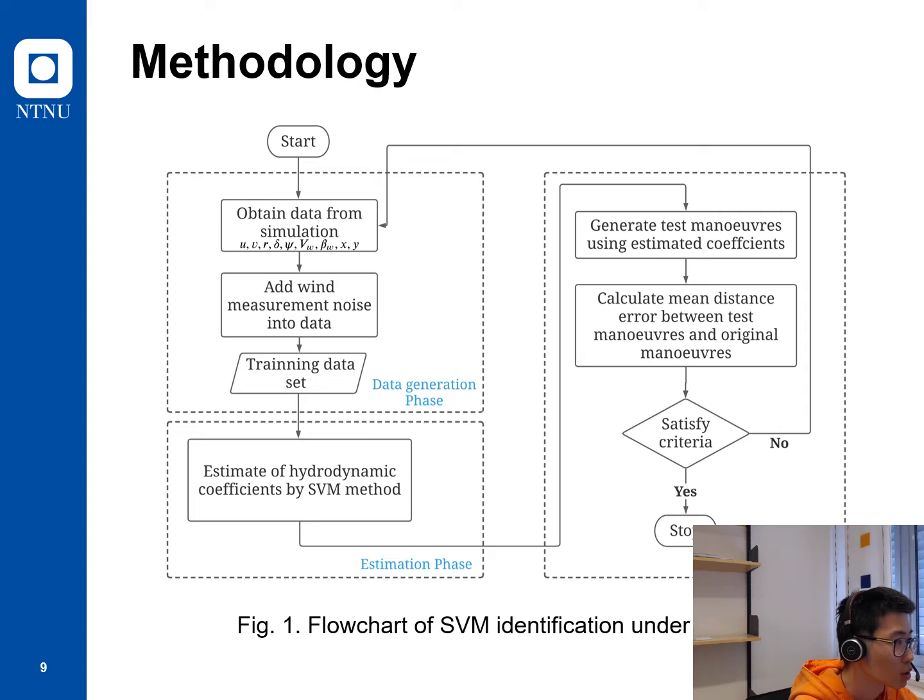In the data generation phase, the data is obtained from the simulator and preprocessed, which is later fed into the estimation phase. In the second phase, the SVM method is employed to identify the hydrodynamic coefficients of the ship maneuvering model under different wind conditions. Lastly, the identified hydrodynamic coefficients and the model performance are validated.